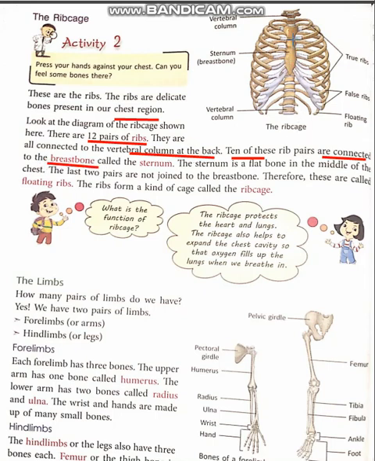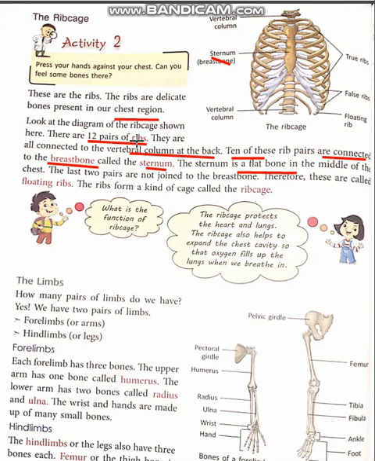Now this is the breastbone, the front part. It is also known as the sternum. Sternum is a flat bone. If you look at this, you can observe it is the flat bone in the middle of the chest. Now look at the position. This is the middle of the chest.